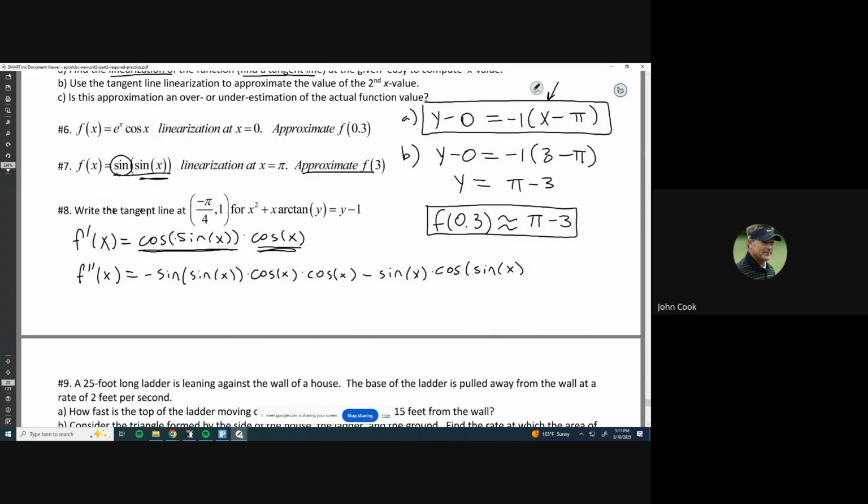Okay, so now I'm going to plug in where this is centered around, so f double prime of 0, and let's see what we end up with. So we get negative sine of the sine of 0 times the cosine of 0 times the cosine of 0 again, minus the sine of 0 times the cosine of the sine of 0. All right, so let's see here. Sine of 0 is 0, and then the sine of 0 will be 0 still. So 0 times cosine of 0 times cosine of 0 is still 0. Minus sine of 0 times anything is going to be 0. So that means we get 0 again. So again, not concave up, not concave down.